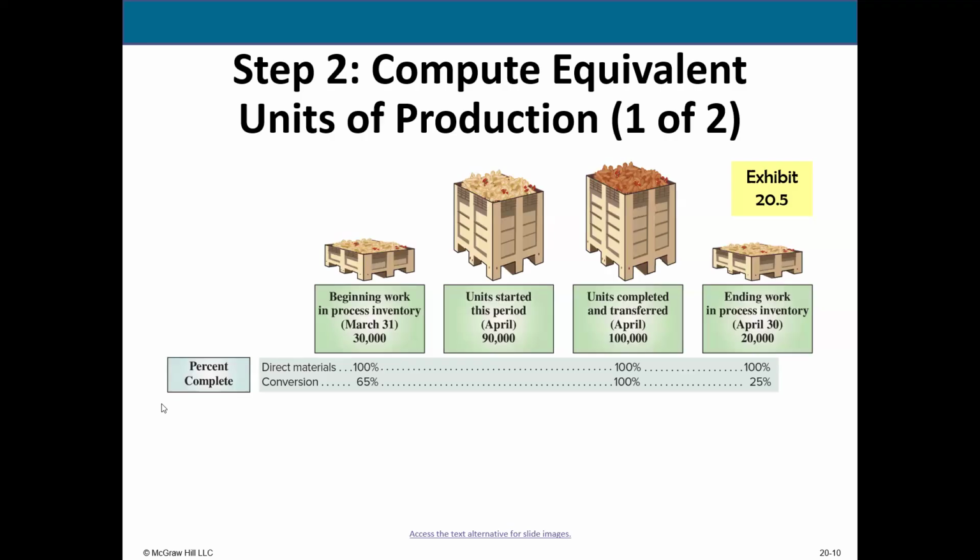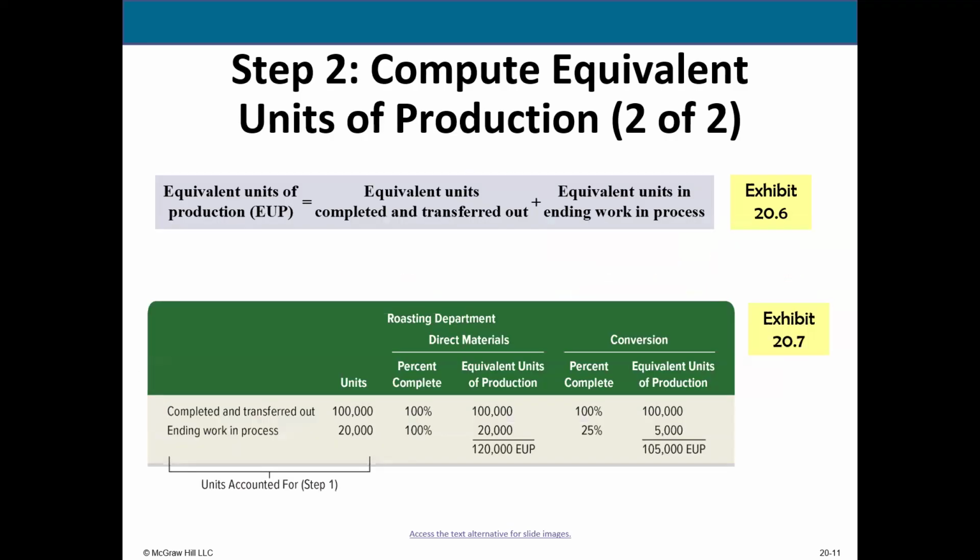The second part of computing the equivalent units of production is to understand the formula, of course, to be able to compute equivalent units of production. And that formula is relatively straightforward. We take the equivalent units completed and transferred out, plus the equivalent units in ending work in process inventory. Okay? That gives us the equivalent units of production.